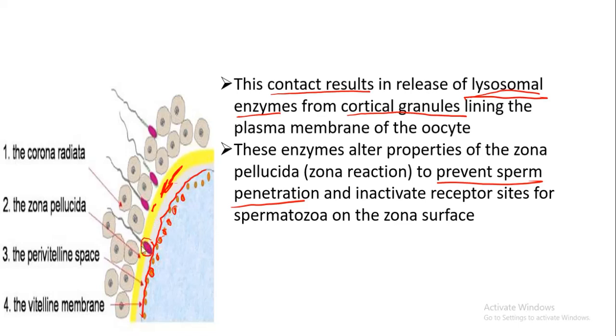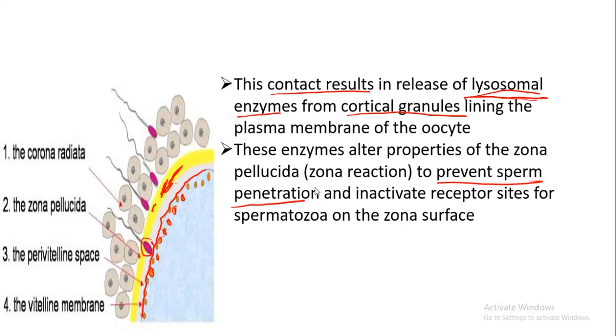Once the sperm, this boyfriend, attaches there, it will release the pride, and that pride is what we are saying, the lysosomal enzyme. This lysosomal enzyme will prevent more sperms, more boyfriends, from entering or being part of her life.